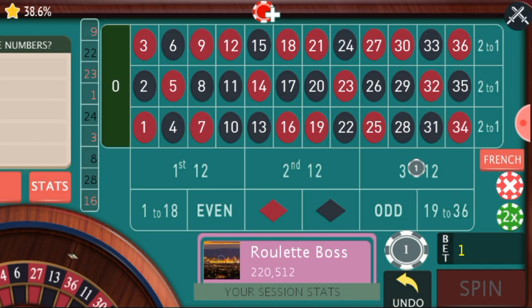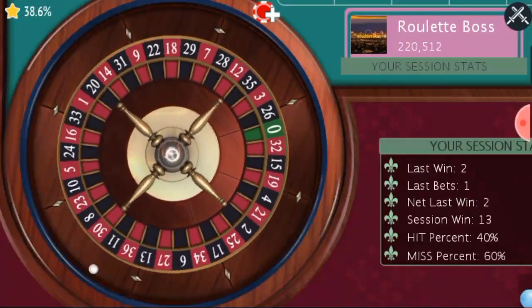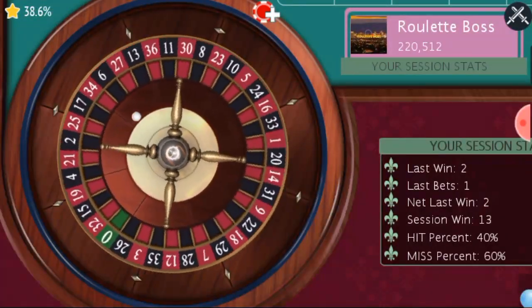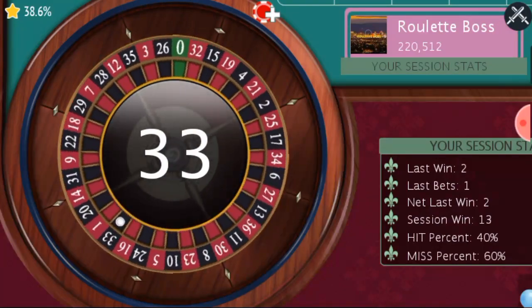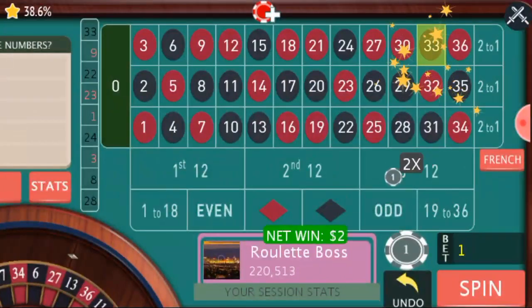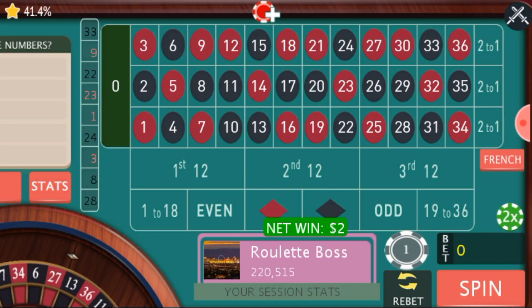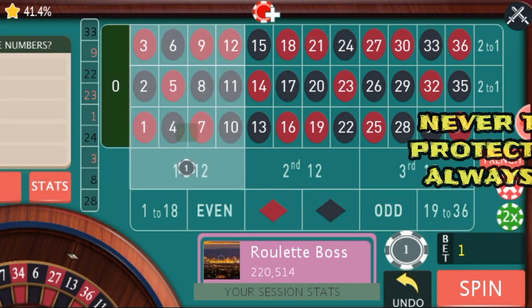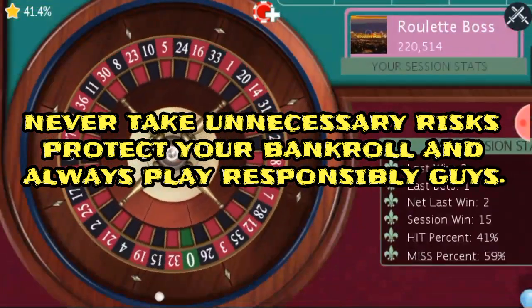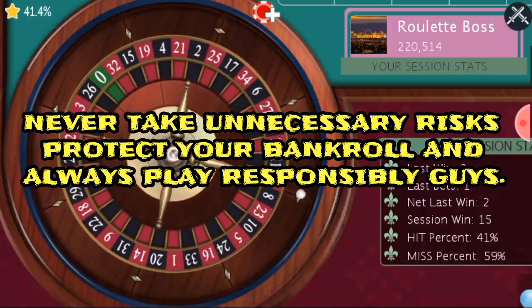I follow the chart. Number 9 tells me to bet on the third dozen. This is spin number 1, playing for anything greater than 13 units. I have a hit. I'm up to 15 units in profit. I restart the entire progression. 33 tells me to bet on the first dozen. This is spin number 1.